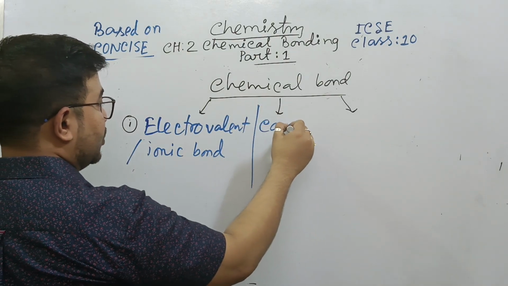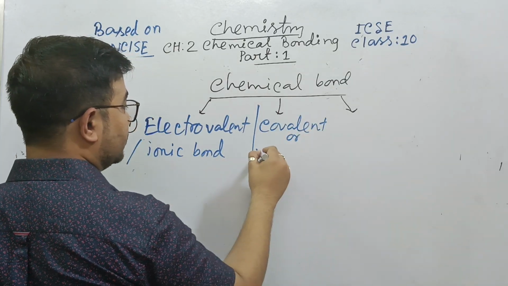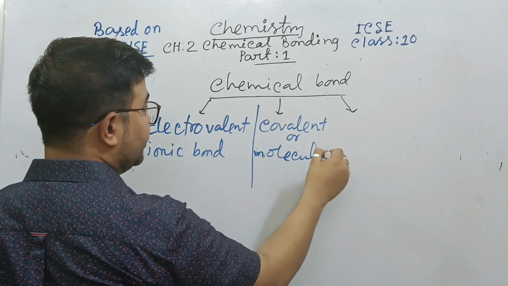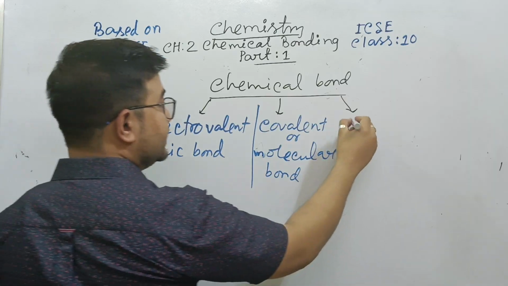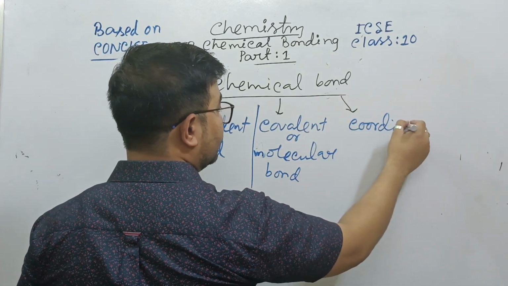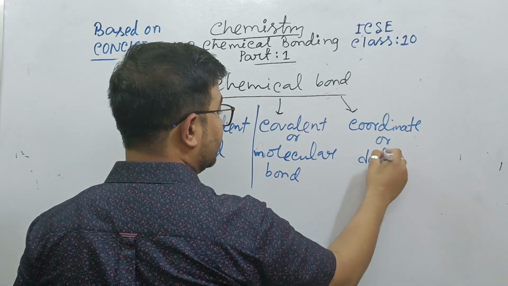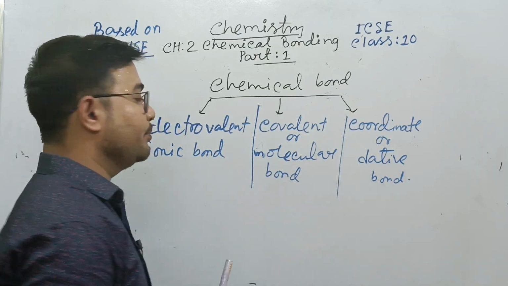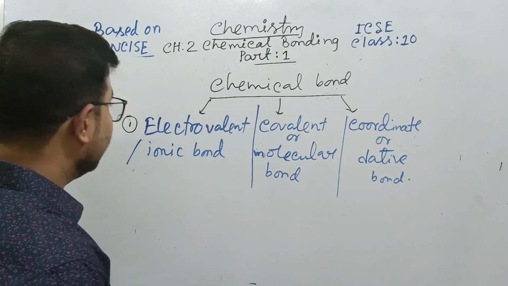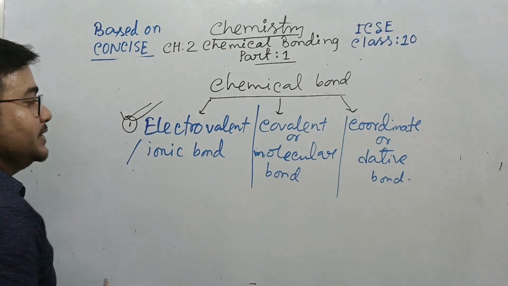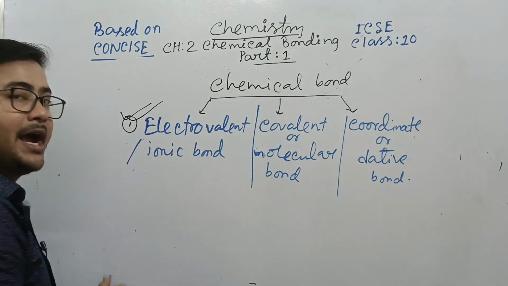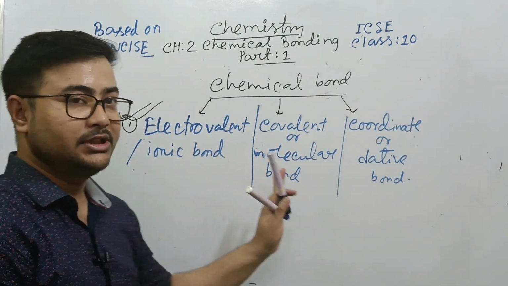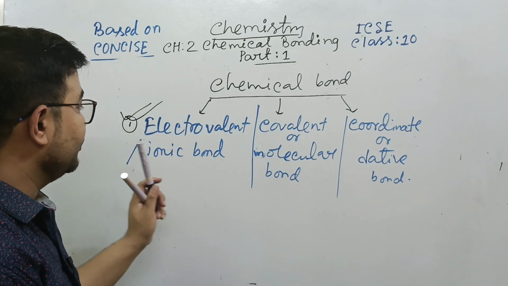Okay. Second is covalent or molecular bond. Third is coordinate or dative bond. Okay, these three types of bonding are there in our syllabus. Today I will discuss the first one, electrovalent bond or ionic bond. First two, you first note down this. Today I will discuss the electrovalent bond or ionic bond.